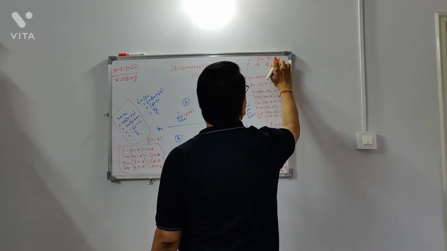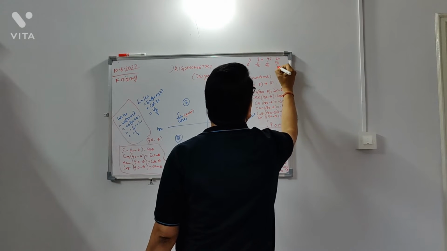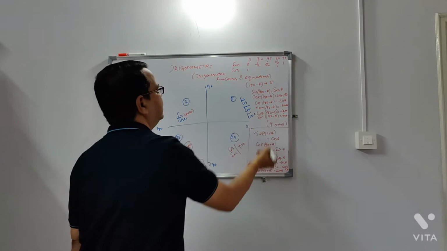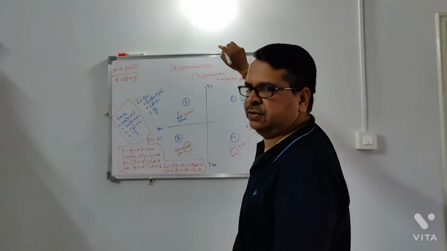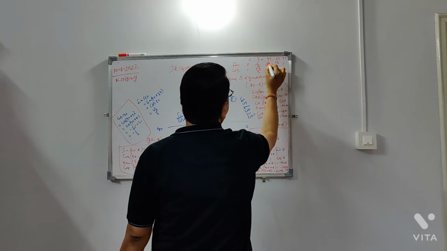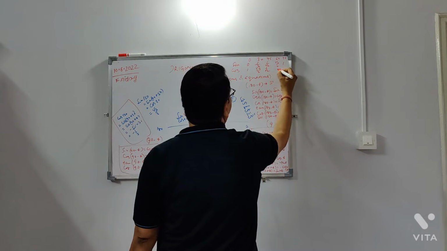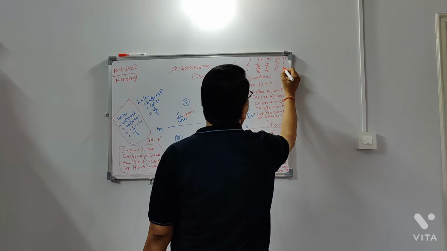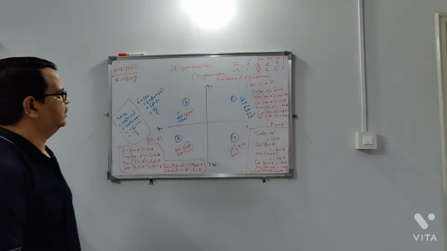Sorry, I have to remember 60 also, right? Sin 60 is root 3 by 2, then sin 90 is 1. So this is the formula for sine. For cos, 0 is equal to 1, just the reverse. Then cos 30 is equal to root 3 by 2, then 45 remains the same, 60 is half, and cos 90 is equal to 0. Okay, so this is cos.